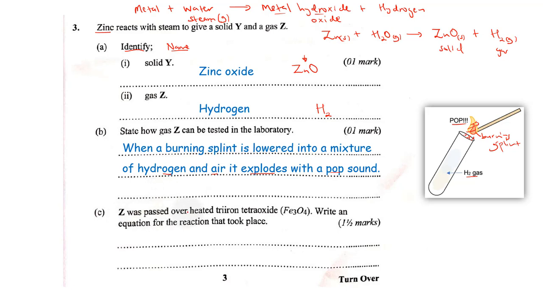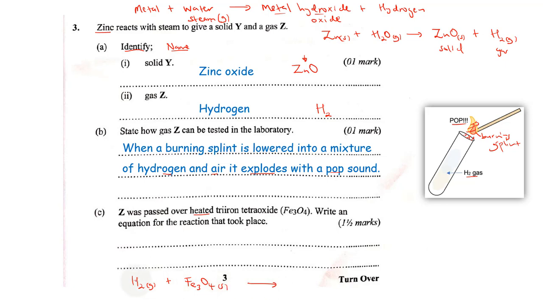Z was passed over heated triiron tetraoxide. Write the equation for the reaction that took place. So Z is our hydrogen gas. So we are passing it over heated. Why are we heating? To ensure that the reaction is possible. So we are passing it over red hot iron.